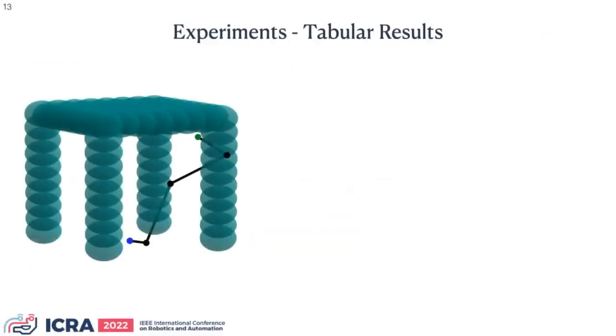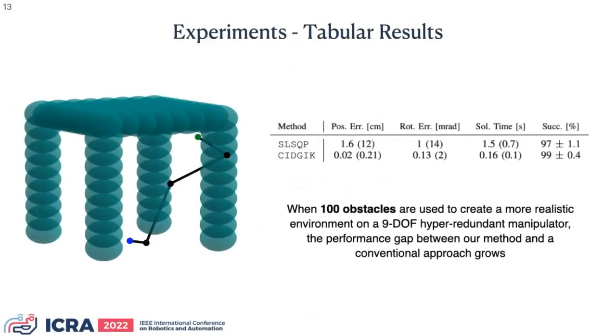In a more realistic environment with 100 spherical obstacles and a 9 degree of freedom manipulator, the performance gap between our method and the benchmark approach grows. Future work will involve more complex robots and up to thousands of obstacles.